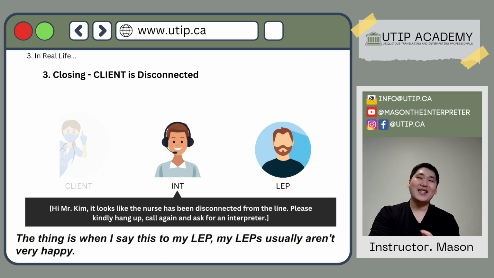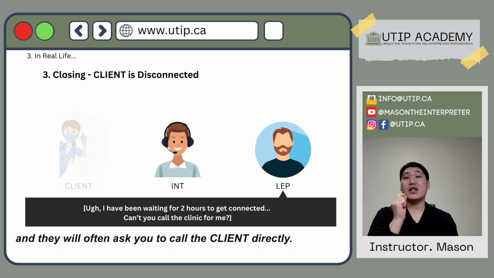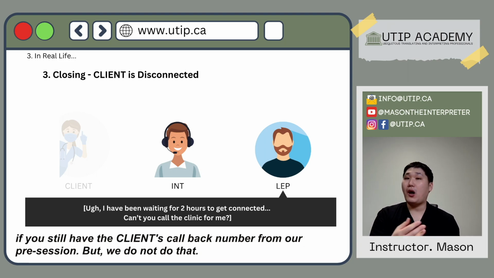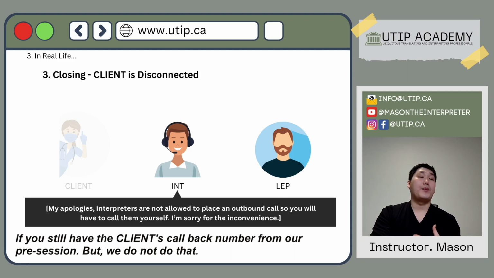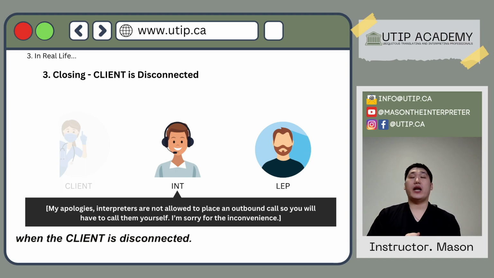The thing is, when I say this to my LEPs usually aren't very happy. They will start complaining saying, oh, I have been waiting 2 hours to finally get connected. And they will often ask you to call the client directly. Now, I know that we are able to place the dial out, so you might be feeling nice and say that you can call, especially if you still have the client's callback number from our pre-session, but we do not do that. I have never heard of an instance where the interpreter is placing an outbound call for an LEP when the client is disconnected.